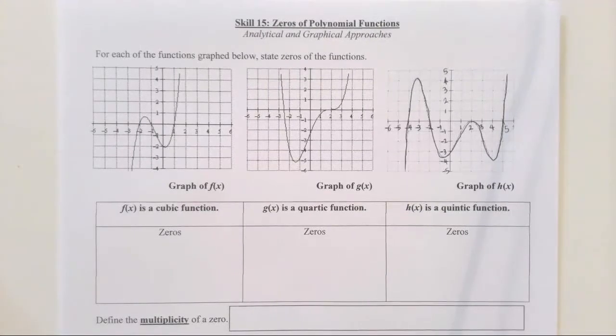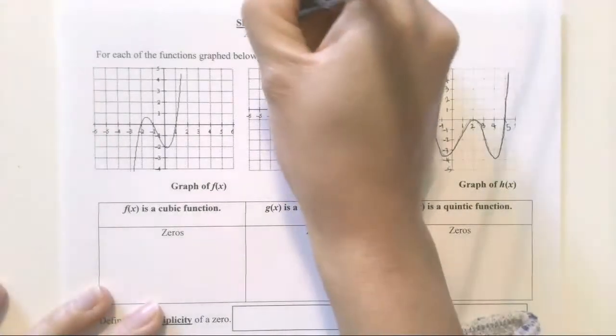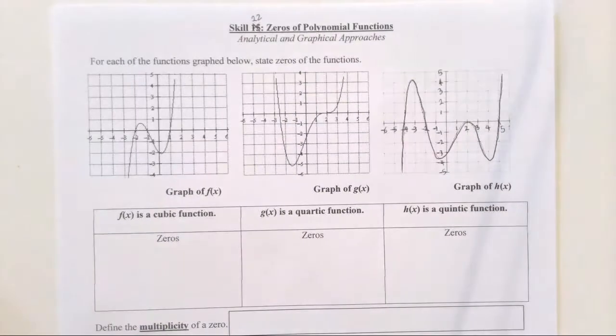Everyone, this is Majors. Today we're doing skill 15. It's not skill 15, is it? No, it's not. It's skill 22. Zeros of polynomial function. Sorry about that.